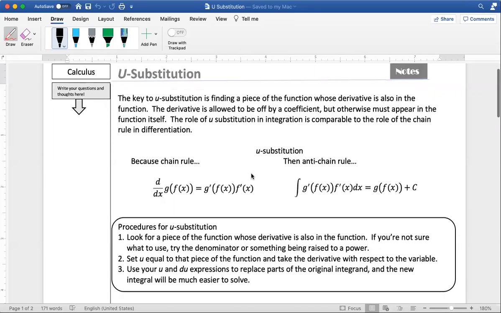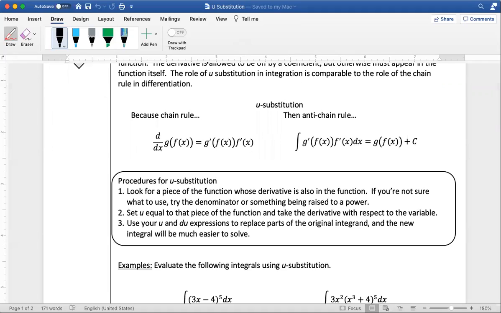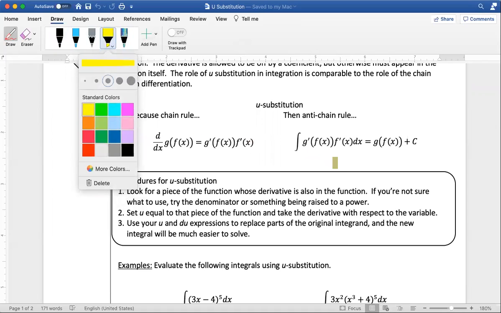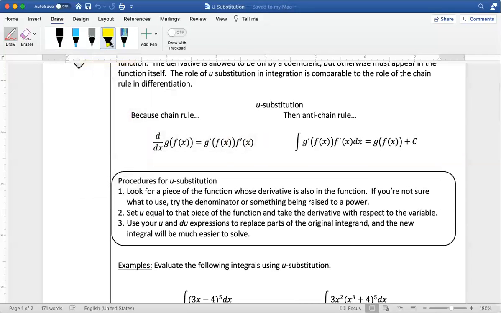When we're doing U-substitution, here are our procedures. We're going to look for a piece of the function whose derivative is also included in the function. If you can't find it right away, then think about things in the denominator, which are often good candidates, or things being raised to powers, or underneath a square root, or inside a sine or a cosine. We set u equal to that piece of the function, and take the derivative with respect to whatever variable we had. Then we'll use our u and du to replace and then integrate. It should be a lot easier to do the integral when we do that.